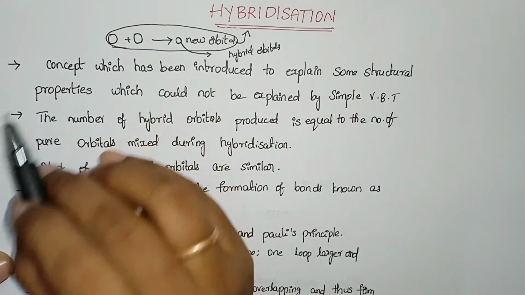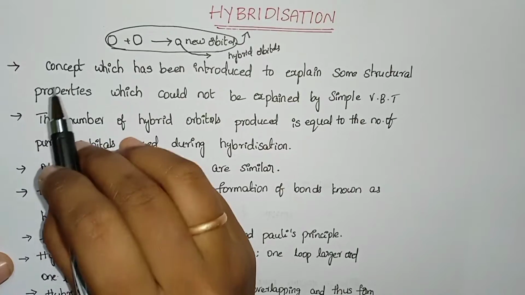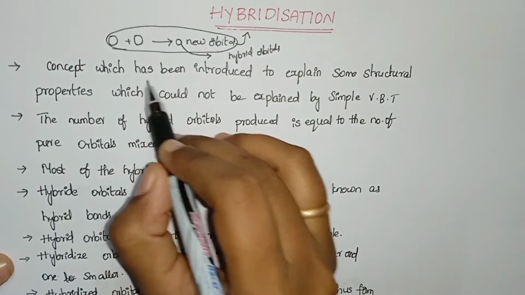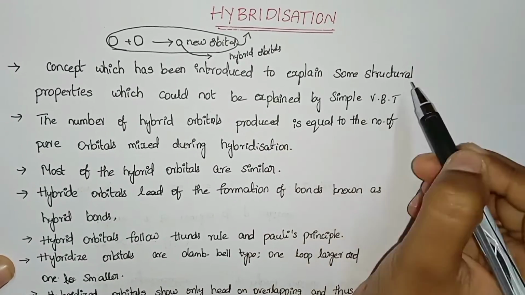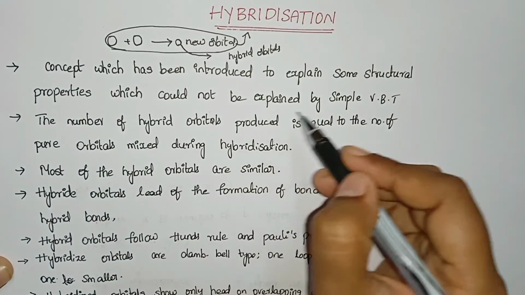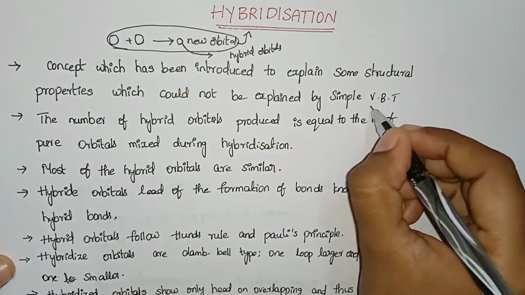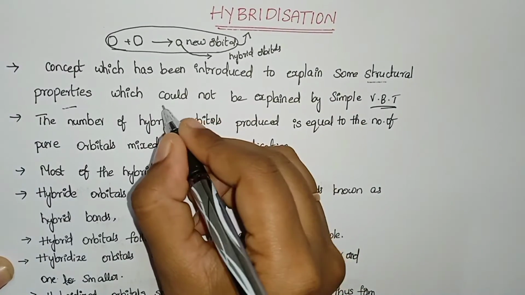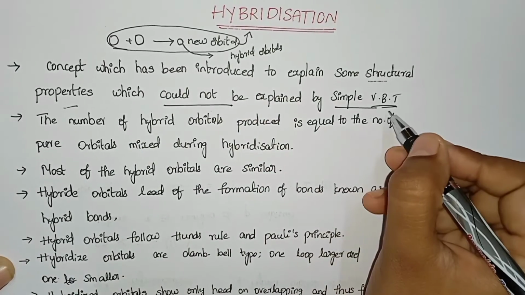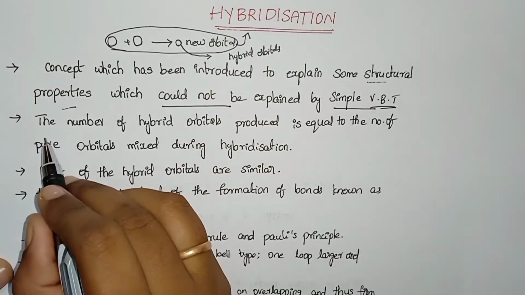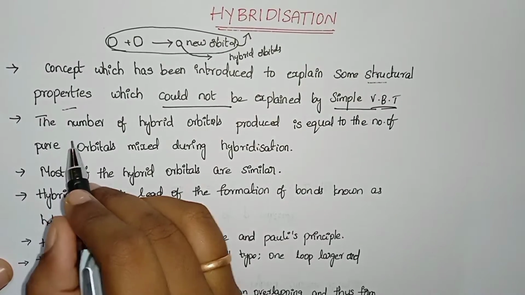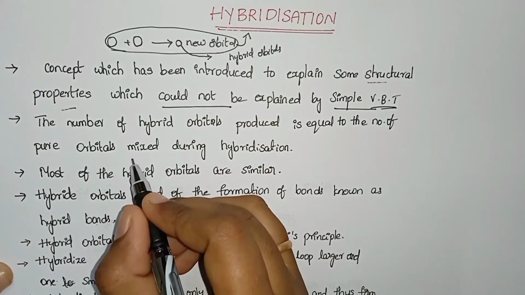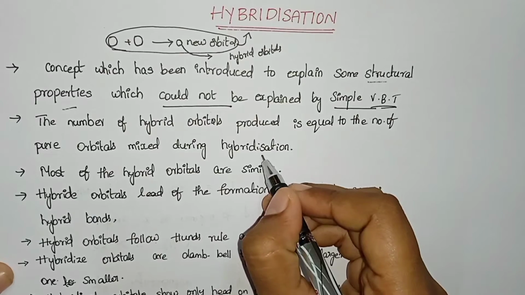First point, hybridization is not a real physical process but is a concept which has been introduced to explain some structural properties which could not be explained by simple valence bond theory. Next point, the number of hybrid orbitals produced is equal to the number of pure orbitals mixed during hybridization.